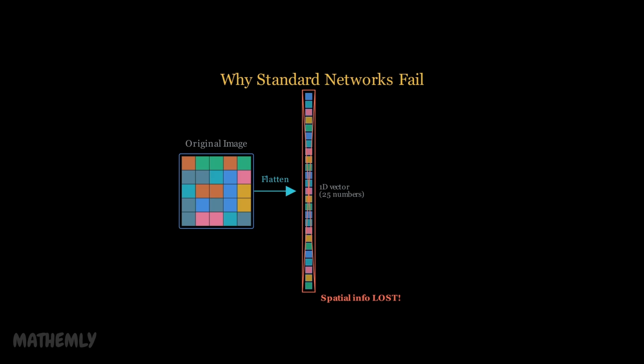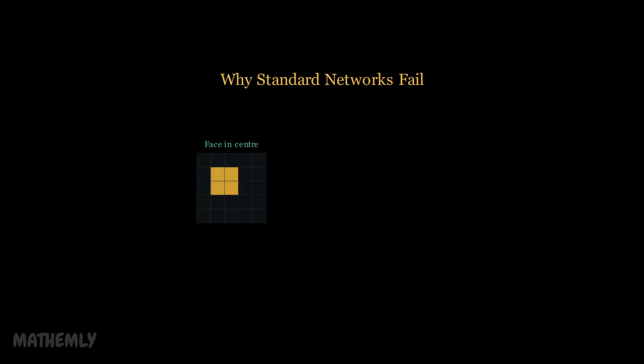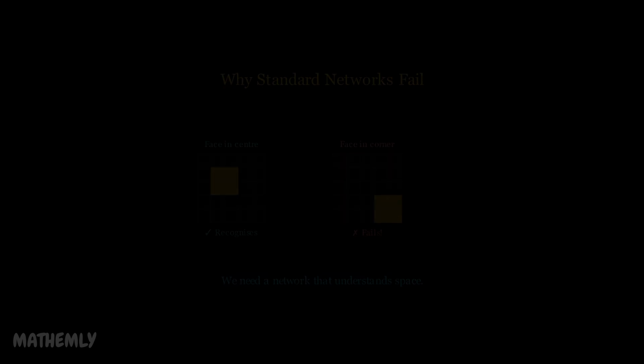Furthermore, standard networks are extremely sensitive to position. If you train a simple network to recognize a face at the center of a photo and then move that face to the bottom corner, the network will likely fail. It doesn't understand that a nose is a nose regardless of where it appears in the frame. To solve this, we need a network that understands space.